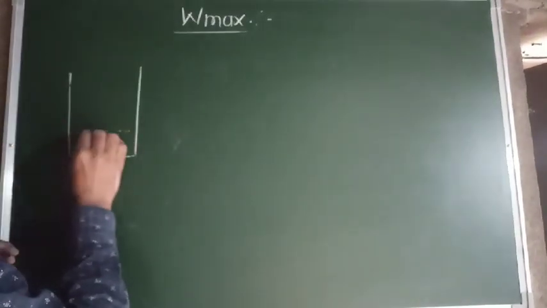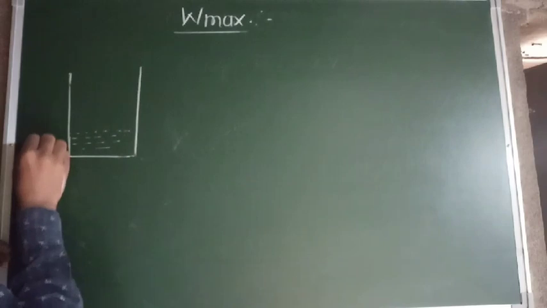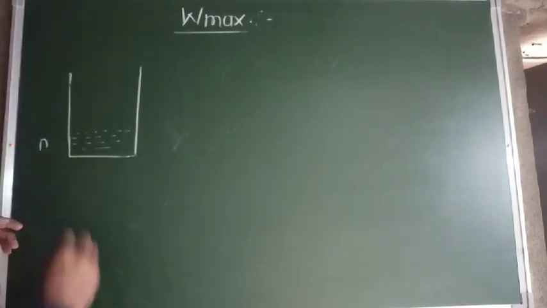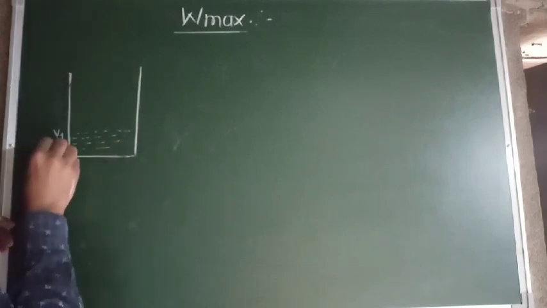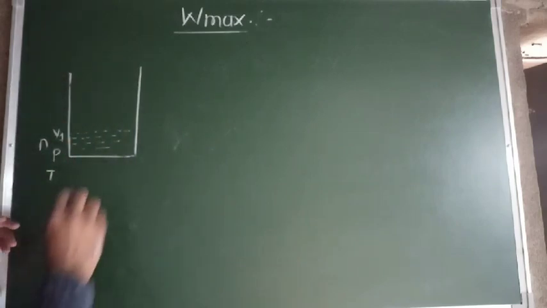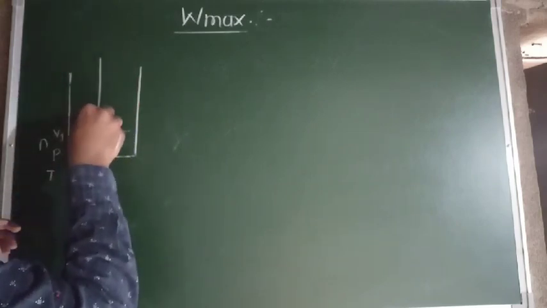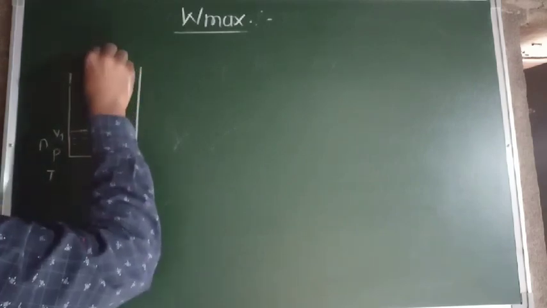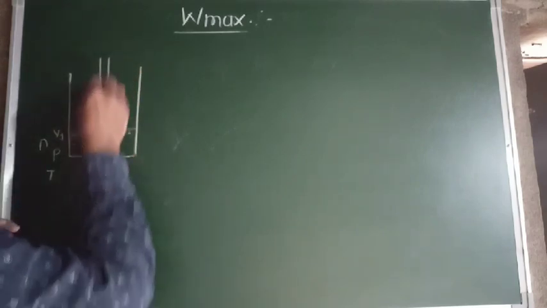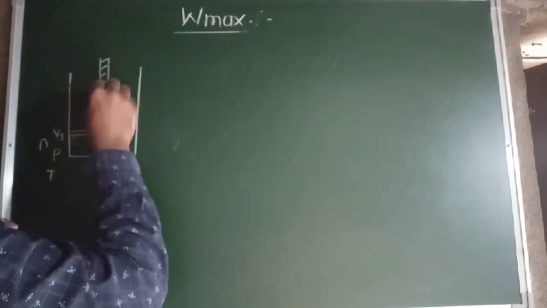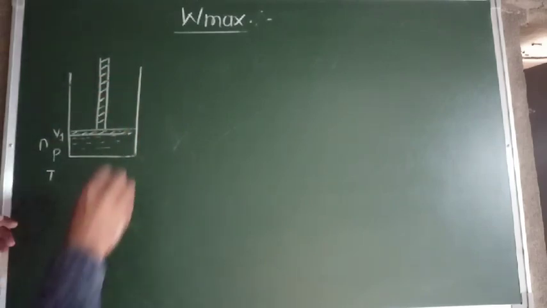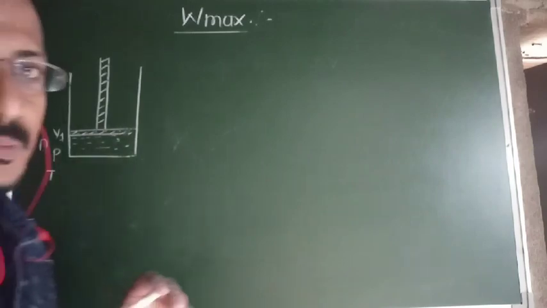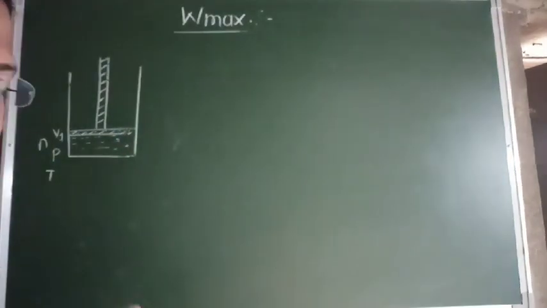Suppose n moles of a gas are enclosed. n moles एवढे गॅस याच्यामध्ये एनक्लोज केले. It is having volume, suppose V1, and pressure P at constant temperature T. Okay, and it is fitted with weightless rigid movable piston. त्याला फिट केलेलं आहे. It is fitted with weightless rigid movable piston as shown in the figure, isn't it?